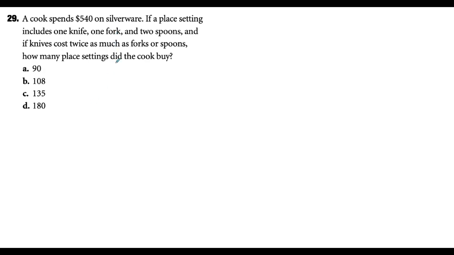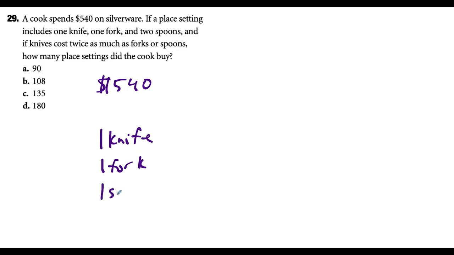So for this question, Question 29, we have a cook spending $540 on silverware. And a place setting is one knife, so let's just write this out: one knife, one fork, two spoons. I'm going to break that up. You have to get one spoon and you have to get another spoon. So it's two spoons.